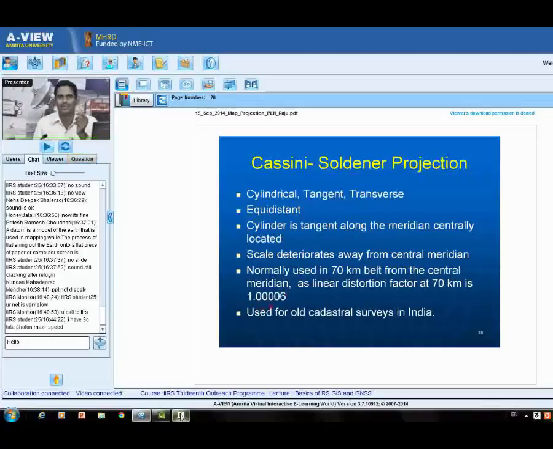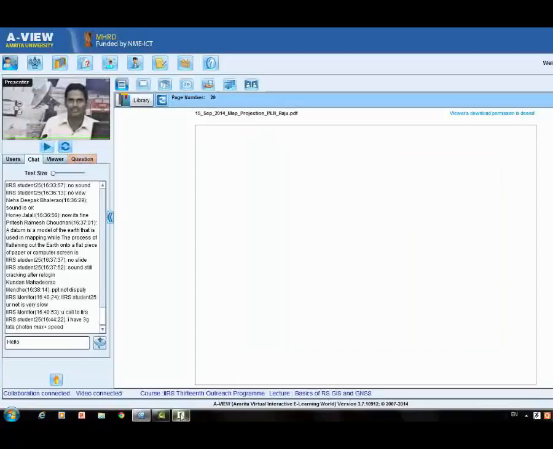It is 1.00006. That is the distortion if you use this projection. Basically, it is also used for cadastral survey in India. If you talk about cadastral survey, the projection parameters are basically not taken into consideration. They basically project it geometrically. That way it is done.